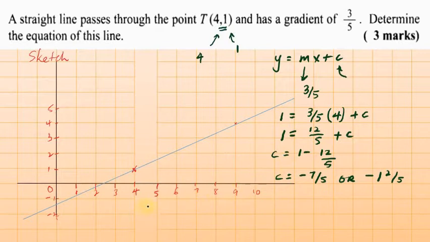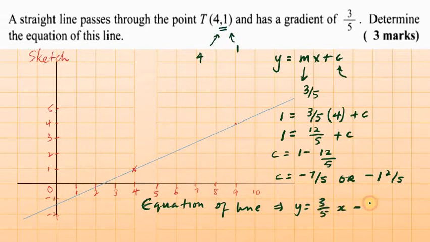So the equation of the line is given by y = mx + c, where m is 3/5 and c is negative 7/5. So y = (3/5)x - 7/5, and that is the answer to this question.